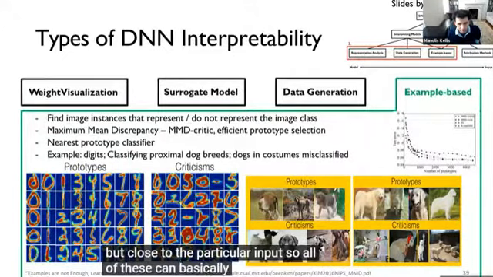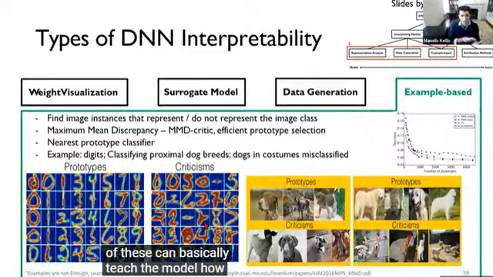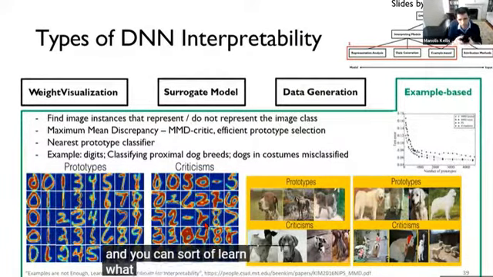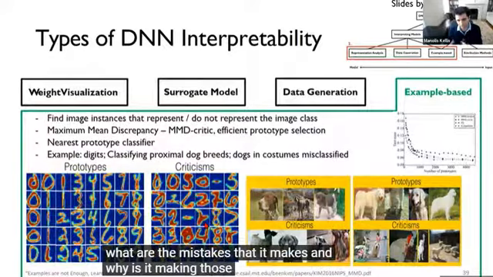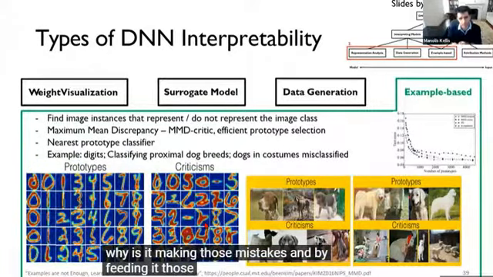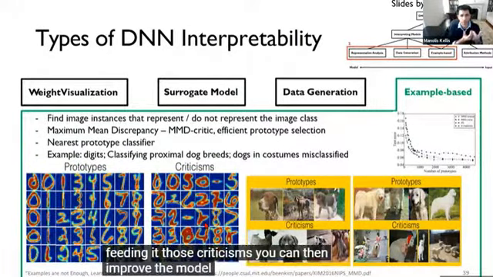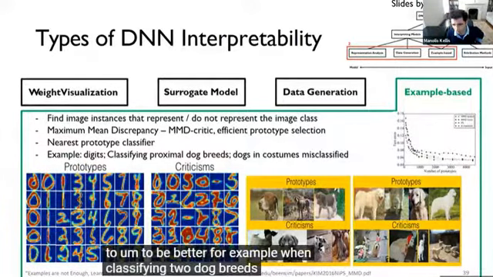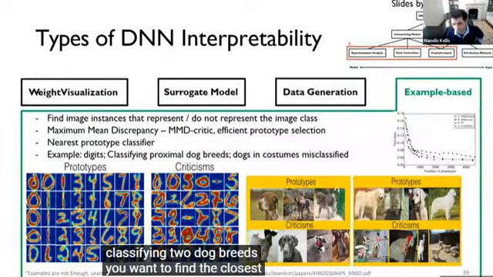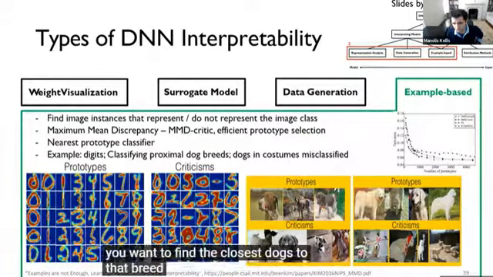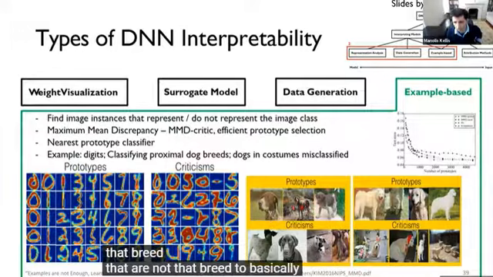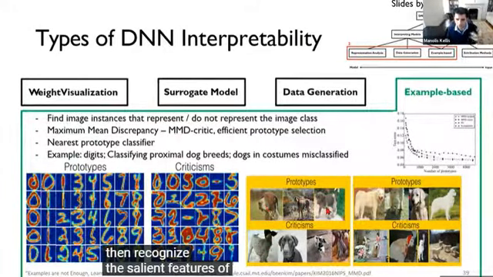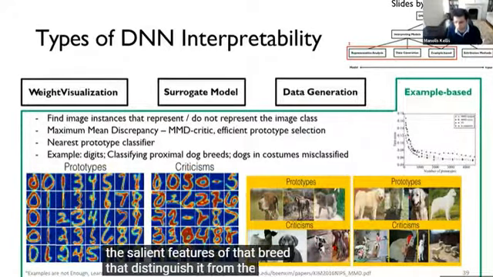All of these can teach the model how to improve, and you can learn what mistakes it makes and why it is making those mistakes. By feeding it those criticisms, you can then improve the model. For example, when classifying two dog breeds, you want to find the closest dogs to that breed that are not that breed, to recognize the salient features of that breed that distinguish it from the near misses.